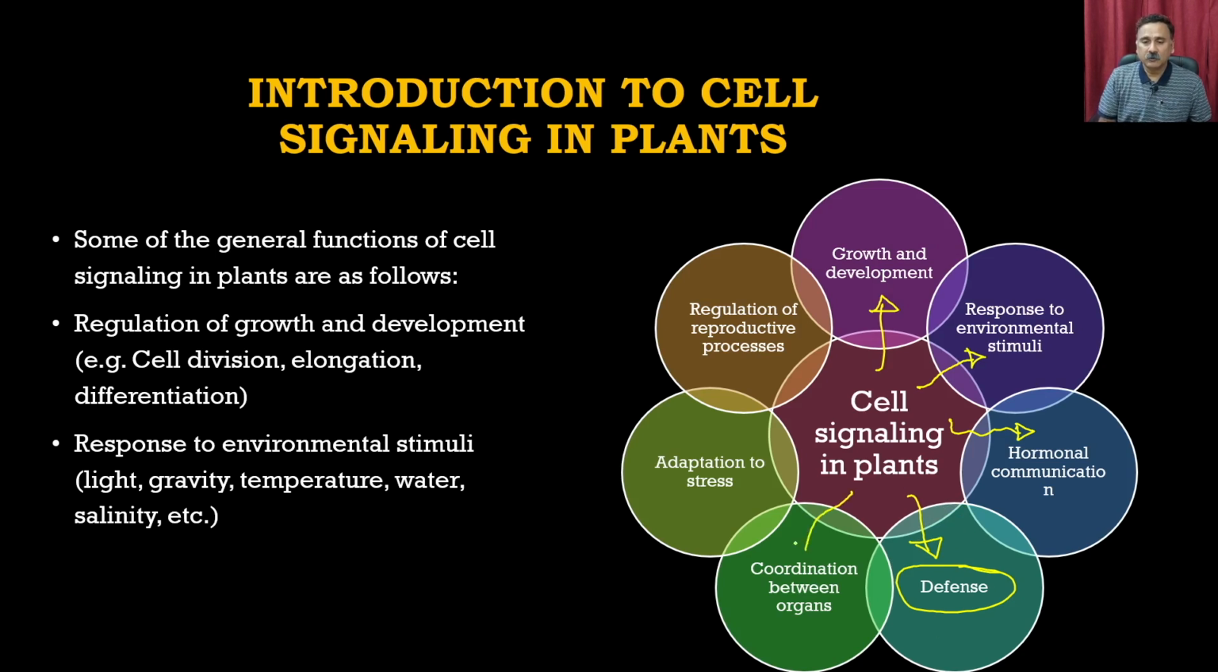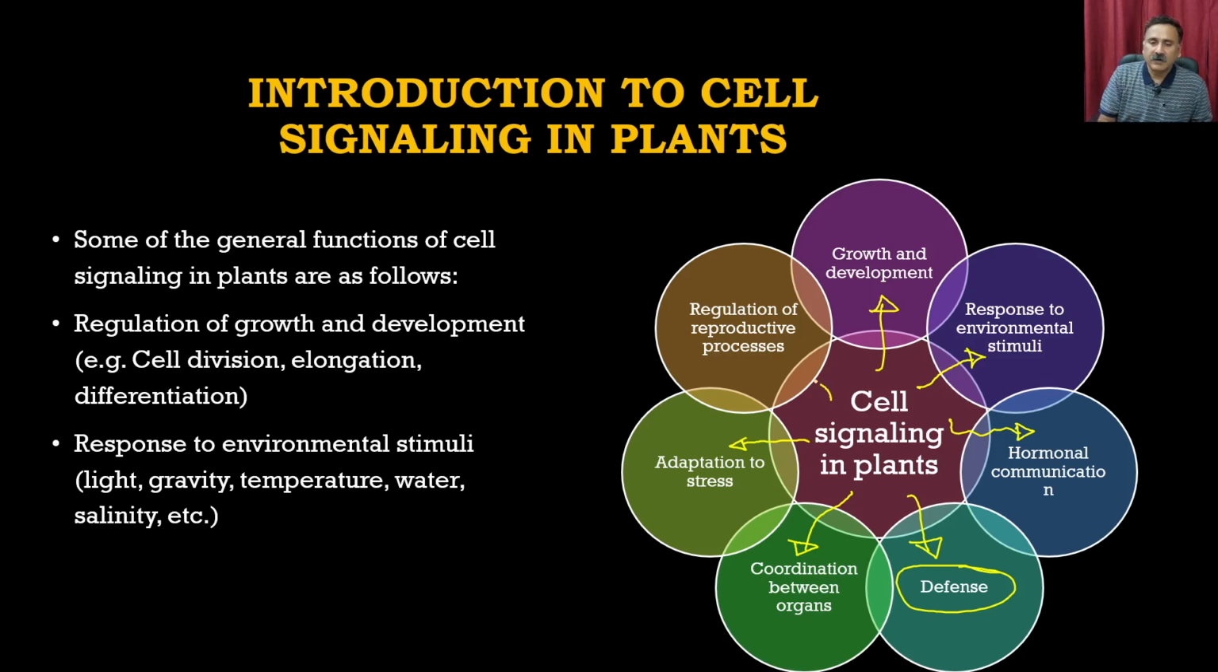Then plants also have coordination among the different organs. For example, there is coordination between the active photosynthesis occurring in the leaves, the conduction of water from the root, and then flowering and so on, right? Then they also require cell signaling for adaptation to different types of stress. So you have abiotic stress, you have biotic stress, and so on.